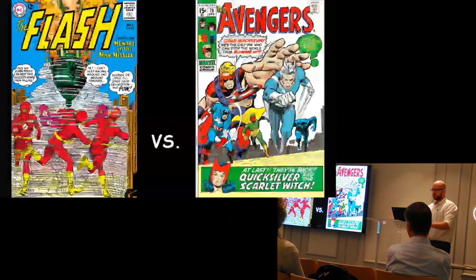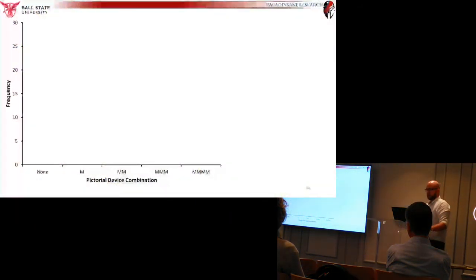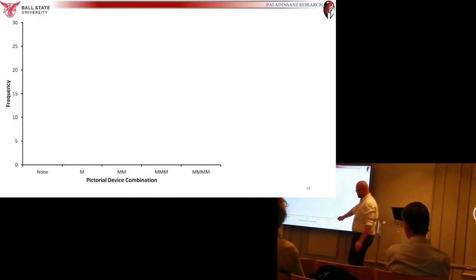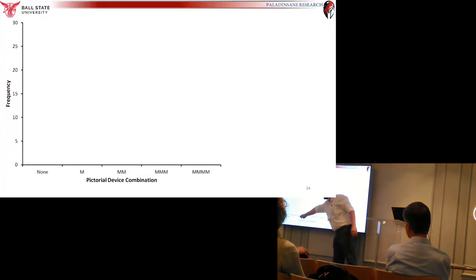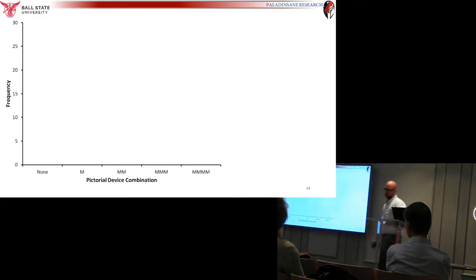So looking, putting those two up one against one another, this here, pay attention to the x-axis. You have one, no metaphorical devices, one, two, three, four metaphorical devices. Y-axis, you have frequency of occurrences.